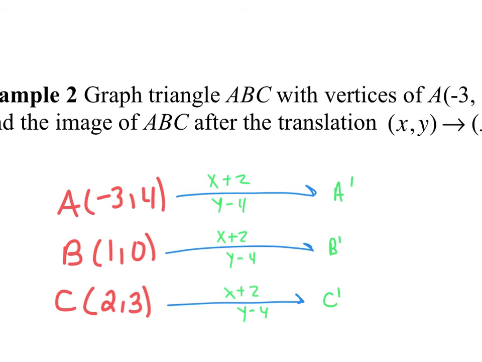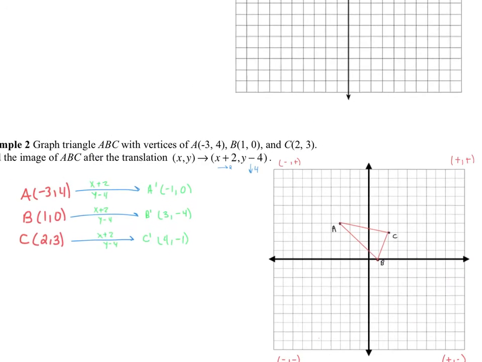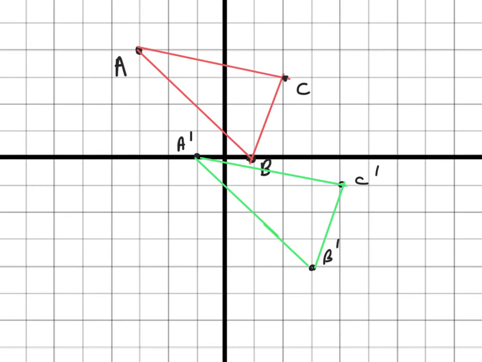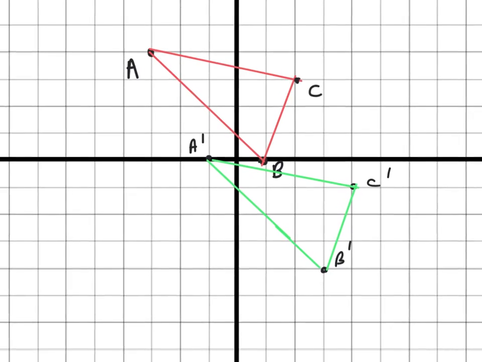So A prime, -3 plus 2 is -1. 4 minus 4 is 0. For B prime, I have 1 plus 2, which is 3, and 0 minus 4, which is -4. And then last but not least, I do 2 plus 2, which is 4, and then 3 minus 4, which is -1. I'm now going to go over and plot these points. And that's my triangle plotted, triangle A prime, B prime, C prime.